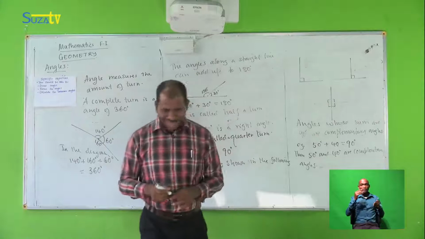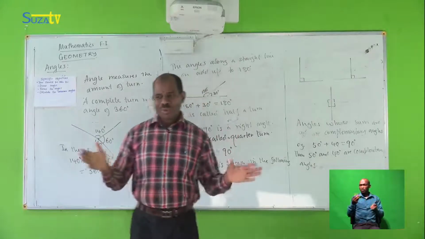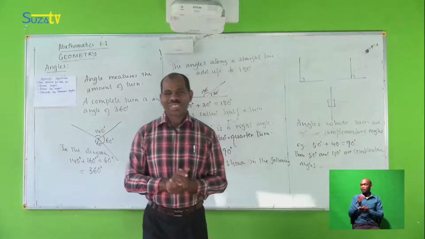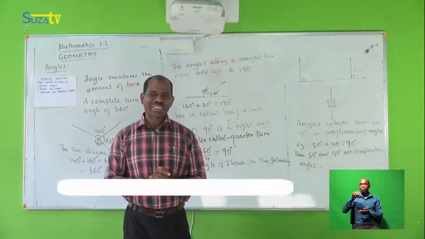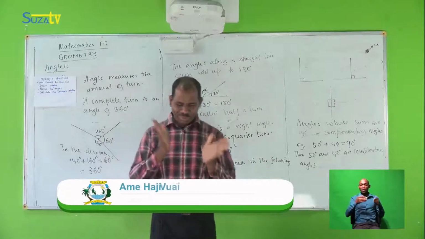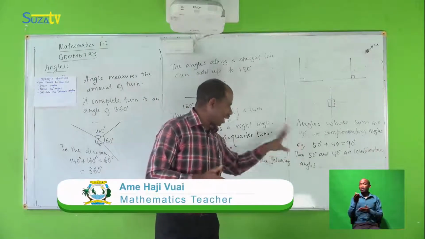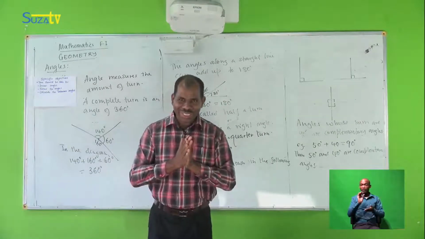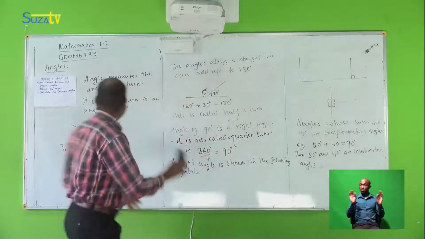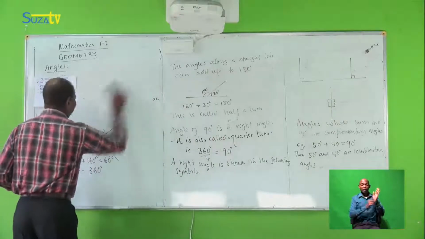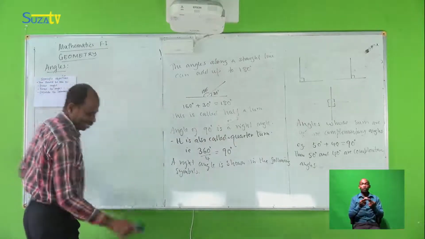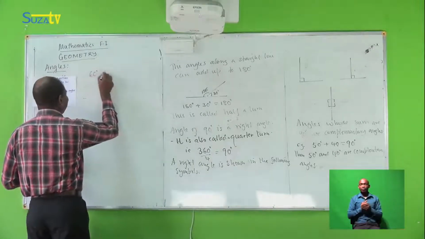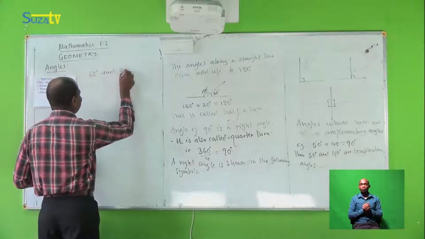My students, can you give me more examples of angles which are complementary angles? Can you give me examples? Here is 50 and 40. Another example? 60 and 30. Good. 60 and 30 are complementary angles. So 60 degrees and 30 degrees.